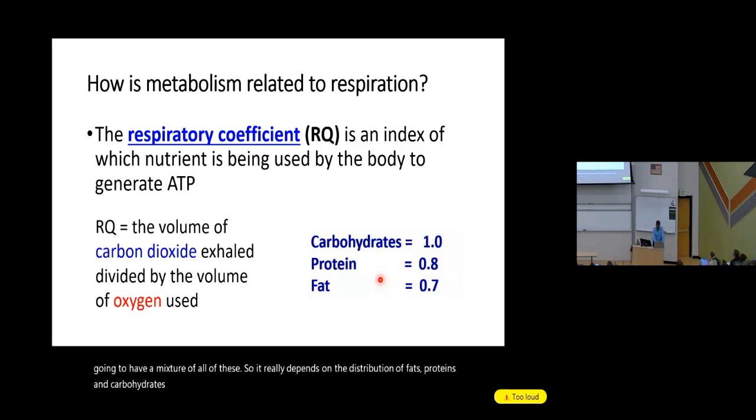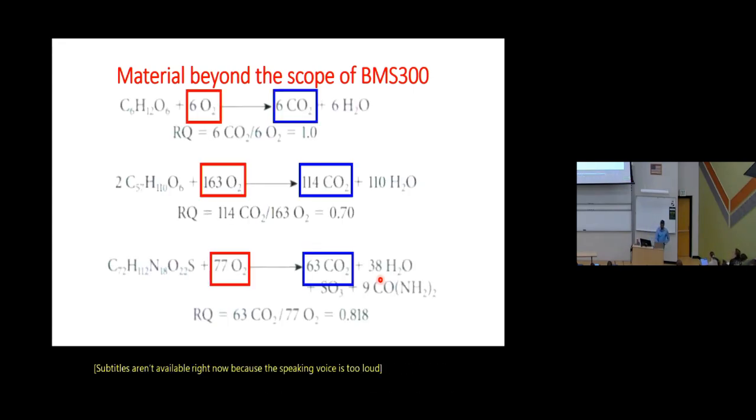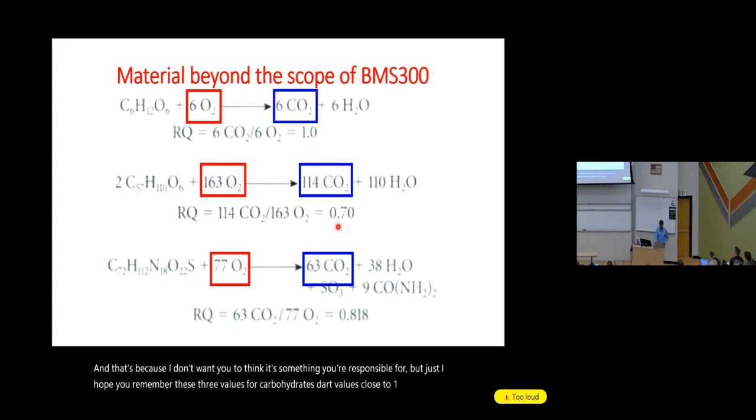So these are just some equations I wanted to show you on how they came up with these values, right? I've not put this slide in the handouts because I don't want you to think it's something you're responsible for, but I hope you remember these three values. For carbohydrates, the RQ value is close to 1. For fats, it's around 0.7, and for proteins, it's around 0.8.